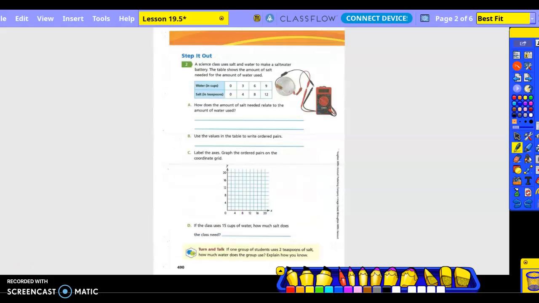Step it out, number 2. A science class uses salt and water to make a salt water battery. The table shows the amount of salt needed for the amount of water used. Okay, so they go from 0 to 0, 3 to 4, 6 to 8, 9 to 12. So what keeps happening there? So right here, it adds 1, right? Here it adds 2, there it adds 3, but is that something consistent? No. So this rule would be what? Plus 3, right? This one is what? Plus 4.